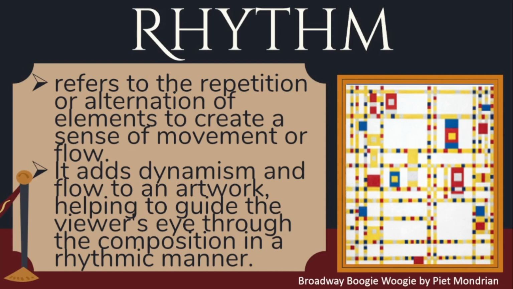Example: Broadway Boogie Woogie by Piet Mondrian. This artwork showcases rhythmic repetition through its structured yet lively arrangement of colored rectangles, mimicking the energy of a city. The alternating colors and lines create a visual beat similar to musical rhythm.